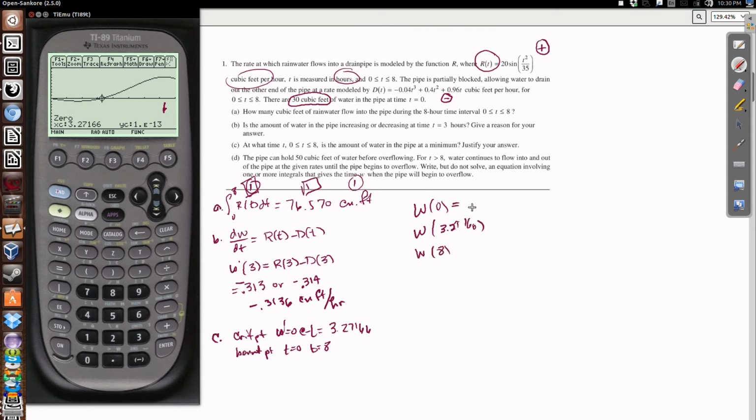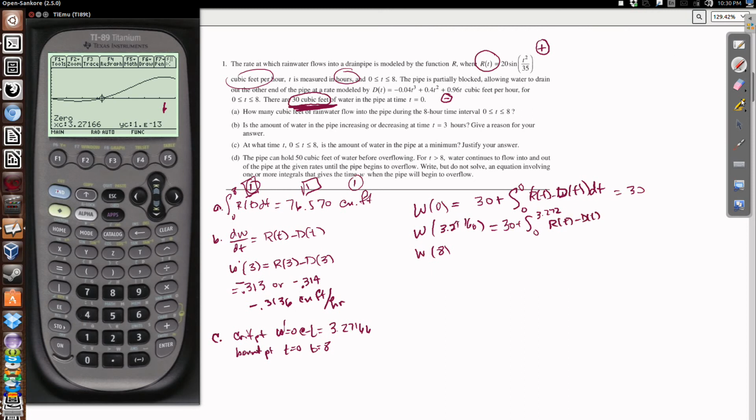Keep in mind that normally what I would do is integrate from 0 to whatever time I'm dealing with of this r of t minus d of t with respect to t. And then whatever I get, I would have to add the 30 cubic feet that we started with at the beginning. Of course, here, this is just 30 because this integral is going to be 0. Here I'm going to have 30 plus the integral from 0 to 3.272 of r of t minus d of t.